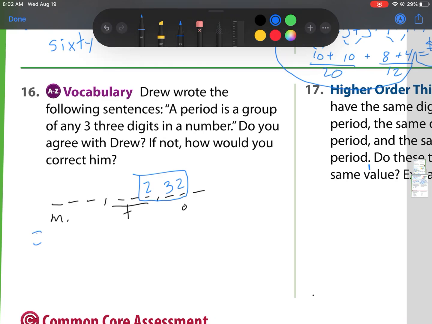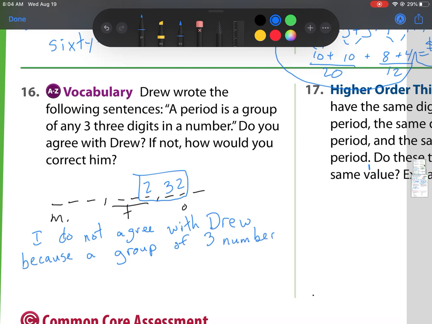So we're going to put I do not agree with Drew. And why is that? Well, I'm going to put the reasoning next. So I do not agree with Drew, and I'm going to use the word because. Because, and why is it? Because a group of three numbers could belong in two periods. Again, I don't know why they call them periods, but that's what they do.